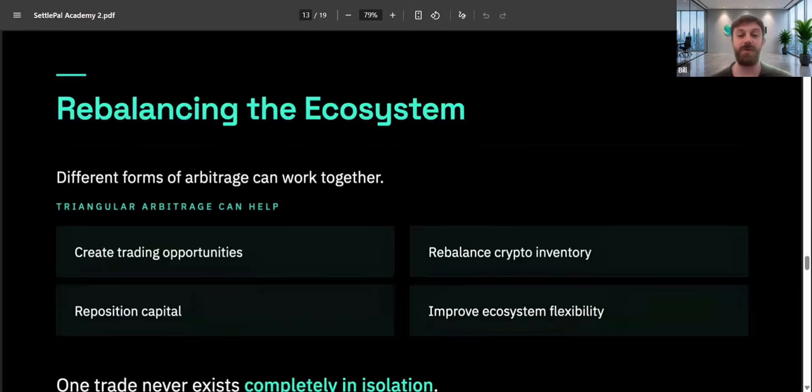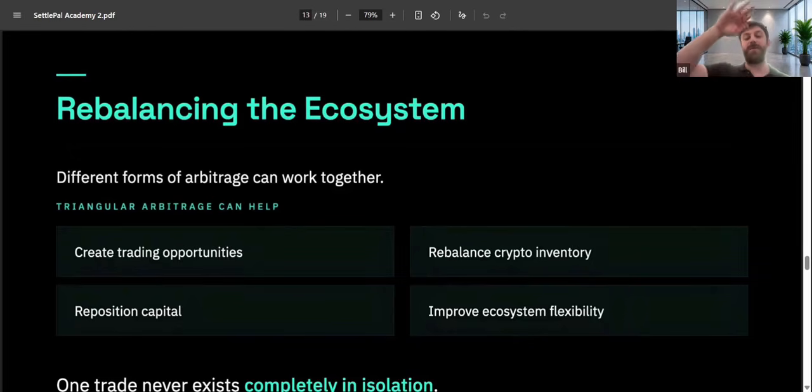Okay, so inter-exchange arbitrage can create opportunities between exchanges, and triangular arbitrage can also help recycle capital, rebalance cryptocurrency inventory, and reposition assets. So let's use a really simplified example for now. Imagine we have BTC on one exchange, but we need more USDT there. So a triangular sequence may allow the platform to move through another cryptocurrency and back into USDT while also identifying potential trading value along the way.